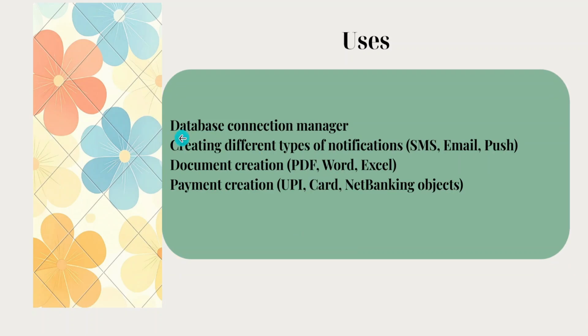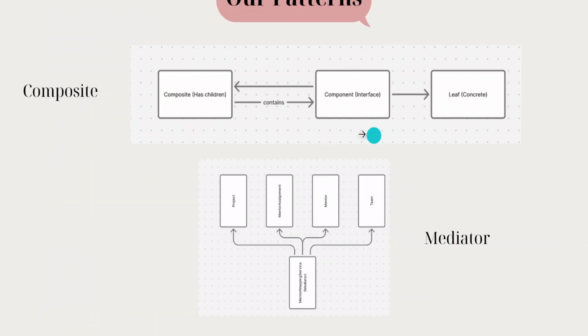Now, let's go with the uses of our composite pattern. The first use is a database connection manager. Let's say we are designing software which is used for databases. If we want to connect different data, then this could be useful. Second is creating different types of notifications like SMS, email, and push. Here, as you can see, there is a single component connected to leaf and composite. The composite component has lots of other details beyond the main details, and the leaf component has details but not so many.